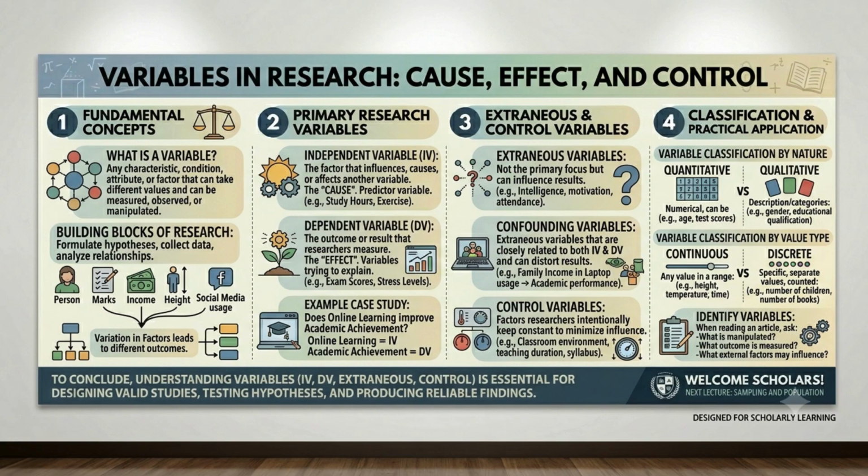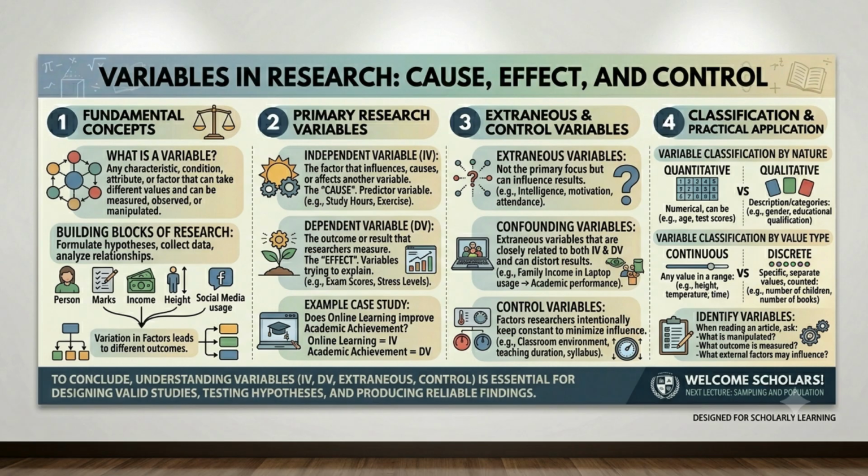For example, suppose a researcher finds that students who use laptops perform better academically. At first glance, it may appear that laptop usage improves performance. However, family income may be the actual reason. Students from higher-income families may have better access to technology, educational resources, and private tutoring. In this case, family income becomes a confounding variable because it influences both laptop ownership and academic performance.